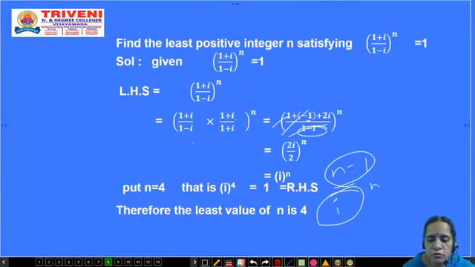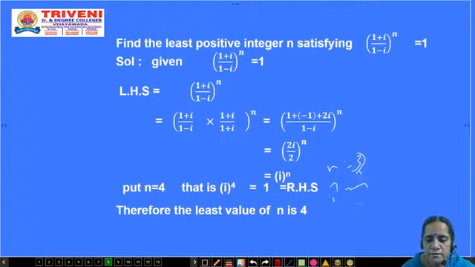Suppose n is equal to 2, i square is equal to minus 1. Minus 1 is not a positive integer. Then n is equal to 3. We have to take n is equal to 3 here. i cube is minus i. This is not the least positive integer. Then we can take the value of n is equal to 4 here. i power 4, that is i square into i square, minus 1 into minus 1, minus into minus plus, 1 into 1, 1. 1 is the positive integer. This equation will satisfy only for n is equal to 4. Then it satisfies LHS is equal to RHS.